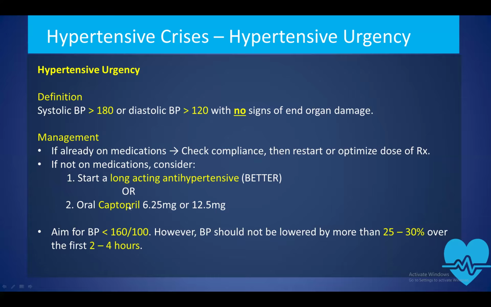When you decrease the BP to a safe limit, then you can send the patient home with a long-acting antihypertensive according to guidelines. Aim for BP less than 160 by 100. However, BP should not be lowered by more than 25 to 30% over the first 2 to 4 hours, because if you abruptly decrease the blood pressure, it can cause hypoperfusion in the brain, heart, or in the kidneys.